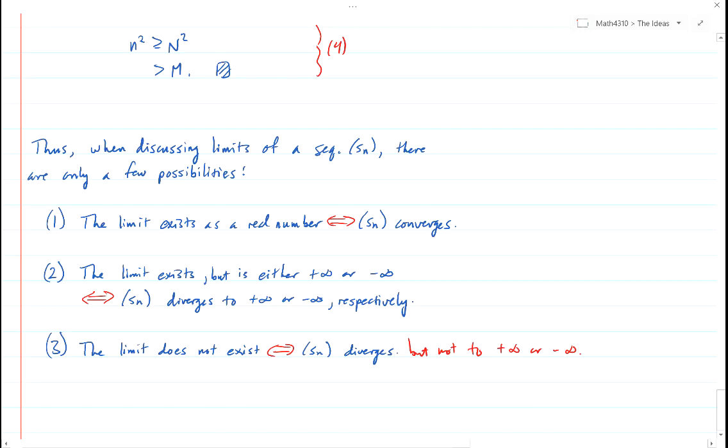Otherwise, we'll generally specify rather specifically divergent to positive or negative infinity, because even though it's a divergent sequence, it has some trend to it that typical divergent sequences don't.